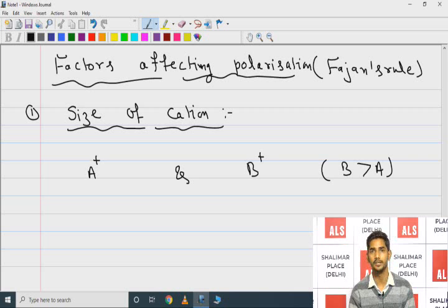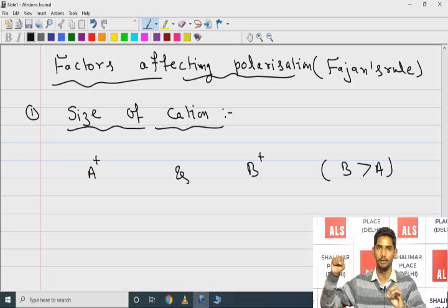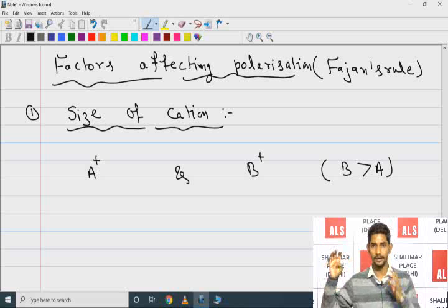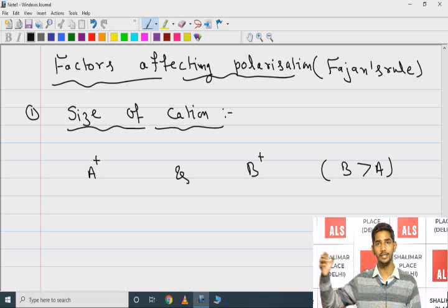I hope you understand the meaning of nuclear force. It is the force of attraction applied by the nucleus. Think about it, guys. Okay, tell me one thing. If size increases, then on the outermost electron, does nuclear force increase or decrease? If size increases, does the attractive force on the outermost electron increase or decrease?